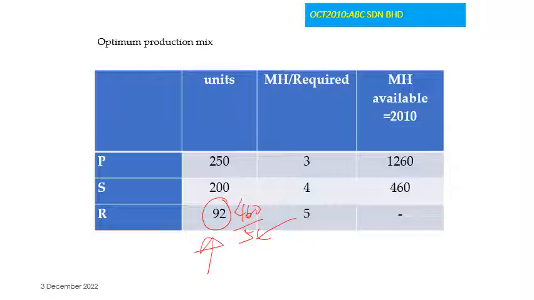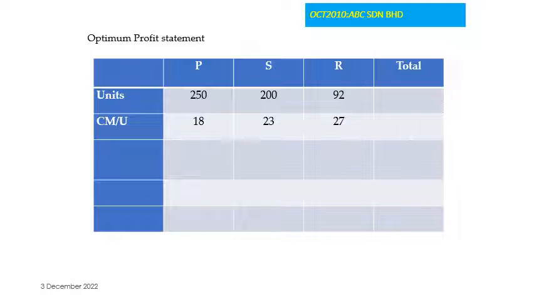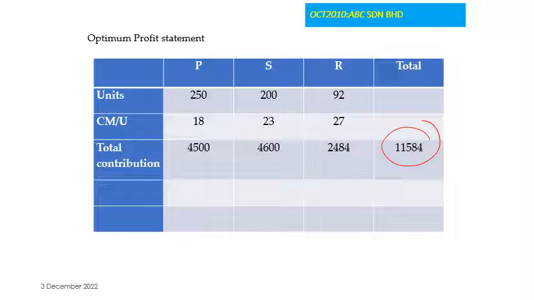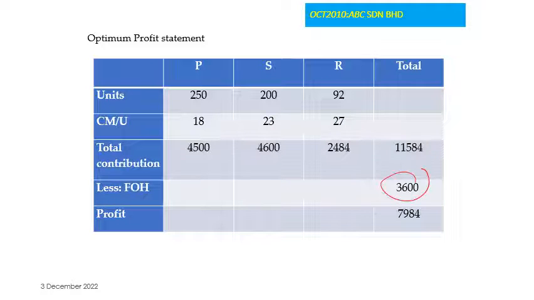Based on this volume, you calculate contribution margin. Alright, based on this volume just now, this one we refer to production schedule. We multiply by contribution margin per unit for product P, S, and R. Then you will get total contribution for 3 products, 11,584. 4,005 plus 4,006 plus 2,484. Okay, and then fixed overhead 3,006.